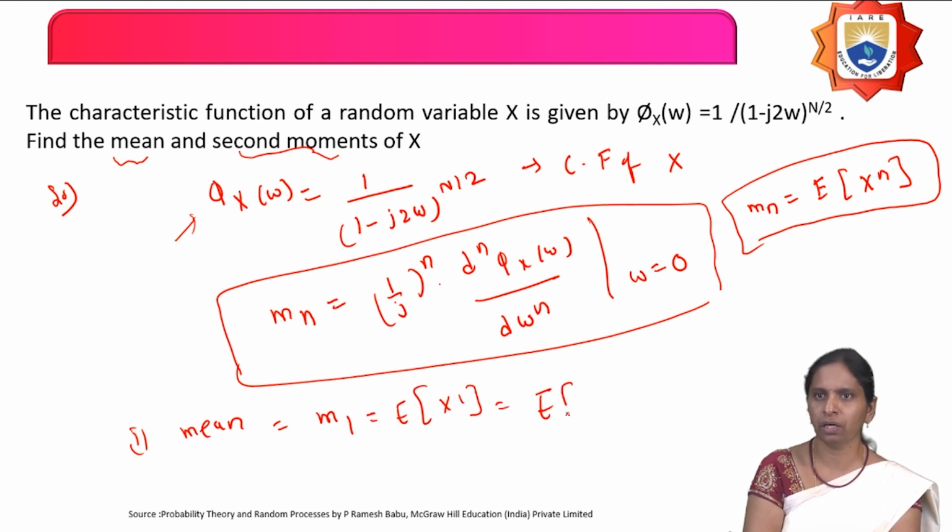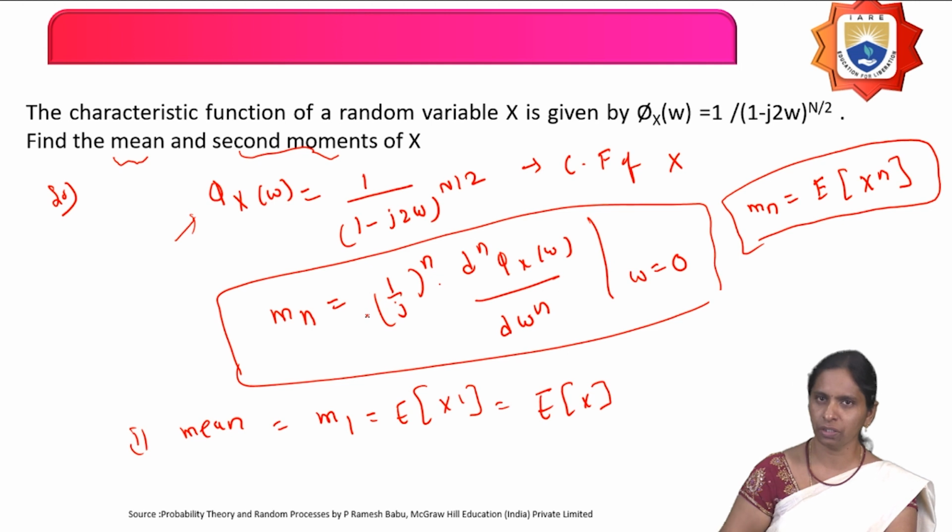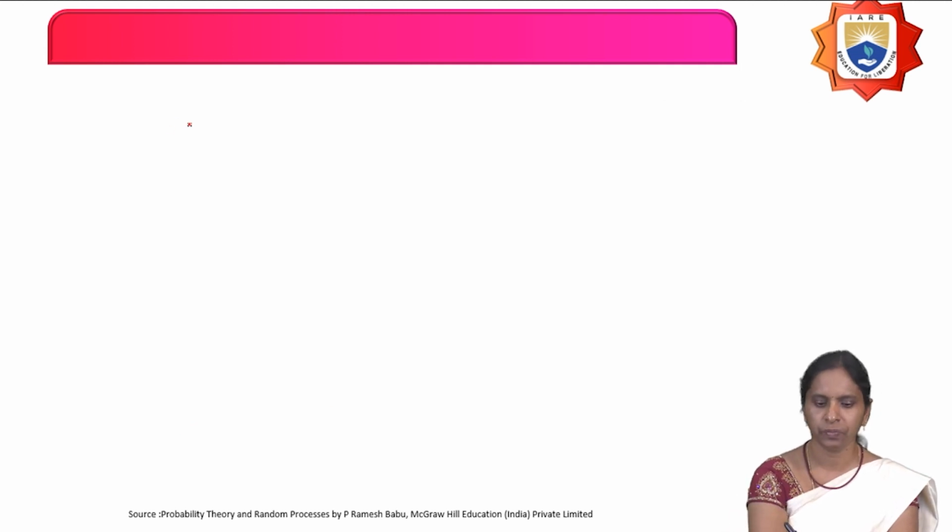There is nothing but E of x. Therefore, the first moment about the origin is called the mean of the random variable. So, in order to calculate the mean of the random variable from the characteristic function, you have to substitute n equals 1 in this equation and then calculate. Therefore, m1 is the mean.